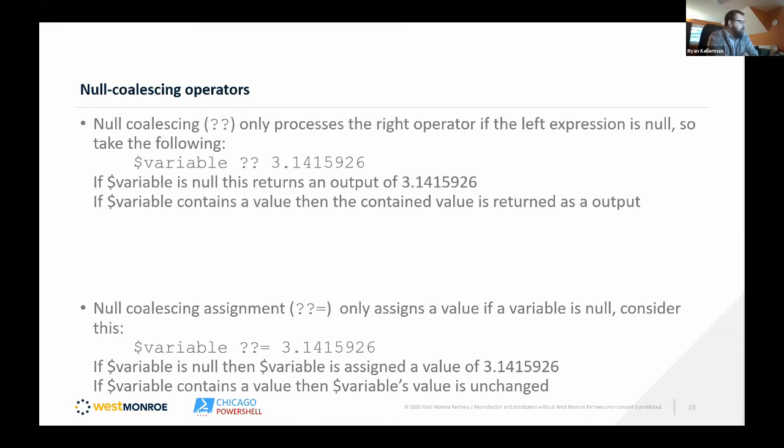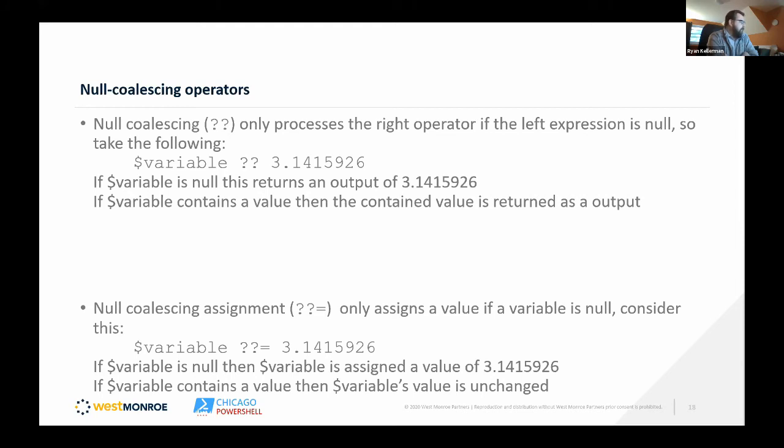So that kind of just dumps things to the pipeline, to the console for you. The null coalescing assignment operator, the double question marks with an equal sign after it, actually does behave similarly, but accomplishes something at the same time. It will assign a value to the variable if it's null.